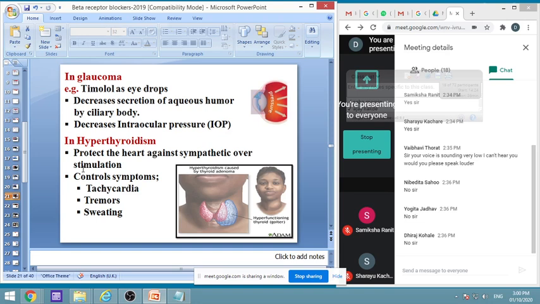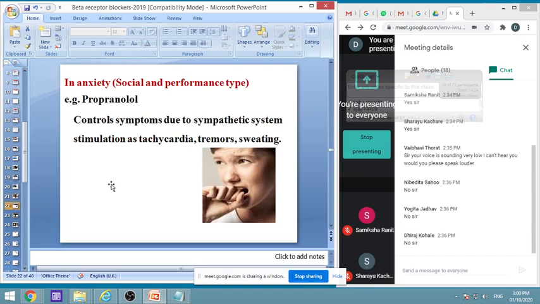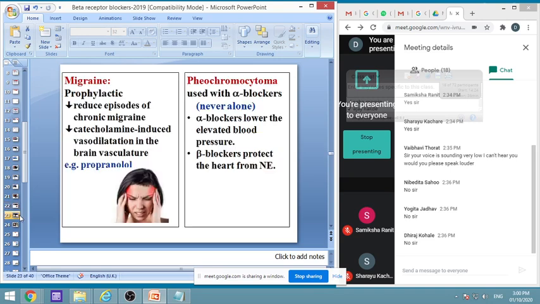Then in hyperthyroidism, I already told you the reason why it is used. It controls tachycardia, tremor, sweating, which are there because of the goiter, or rather the toxic goiter, where hyperthyroidism is there. In anxiety, we use propranolol. I told you only the drugs which have lipid solubility can be used, so this is propranolol which can be used. Actually, we have many other drugs in anxiety. Nowadays propranolol is not that preferred, but yes, it can have an anti-anxiety effect. When we see CNS, at that time we shall see it in more detail.